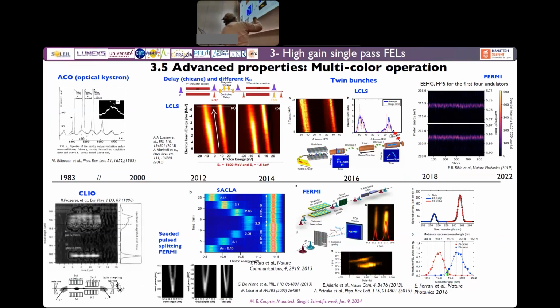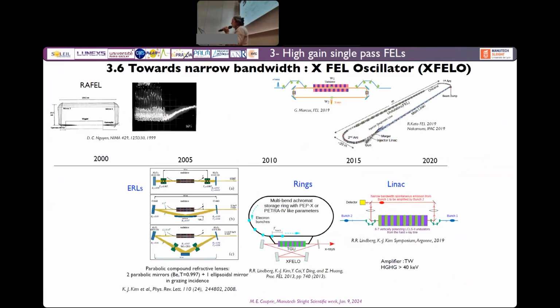So here with Fermi, we can use the same idea as twin bunches of different electron beam energy, and then we get two-color FEL. So you see that we can play different tricks to really make the FEL properties as requested by the users, and it's really developed at Fermi, where they try to really answer specific demands of the users.